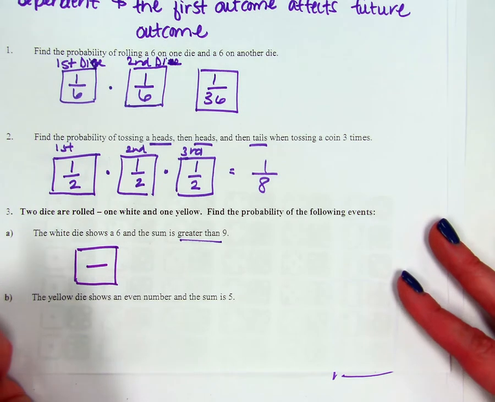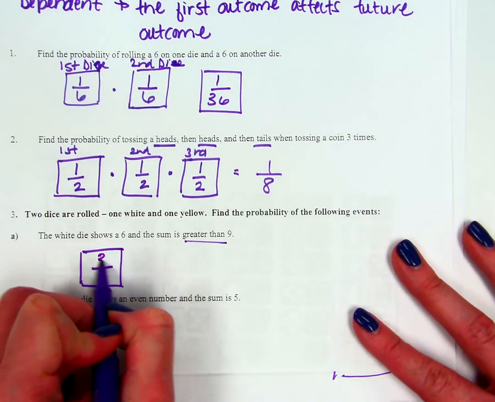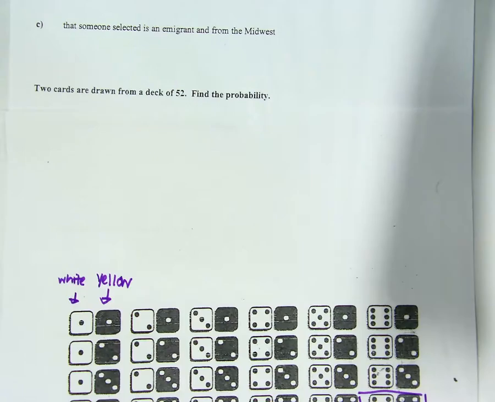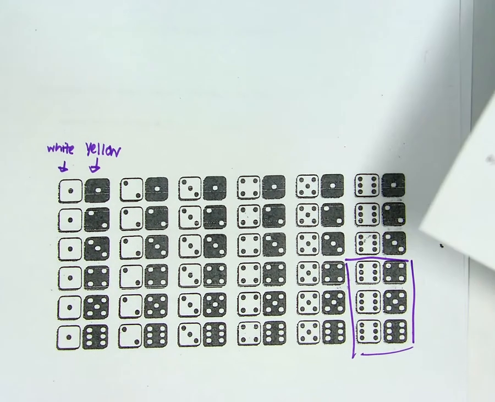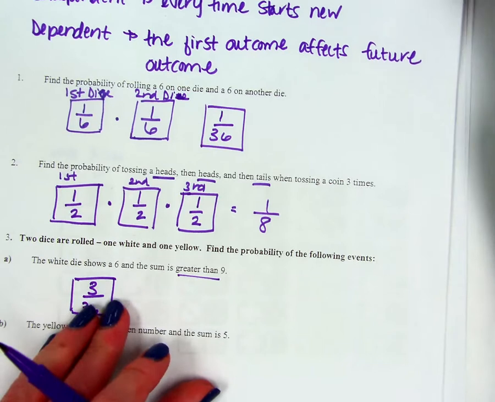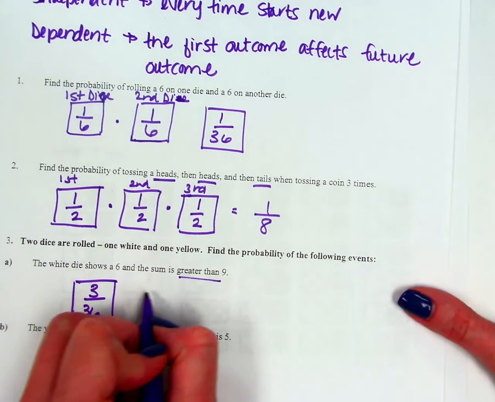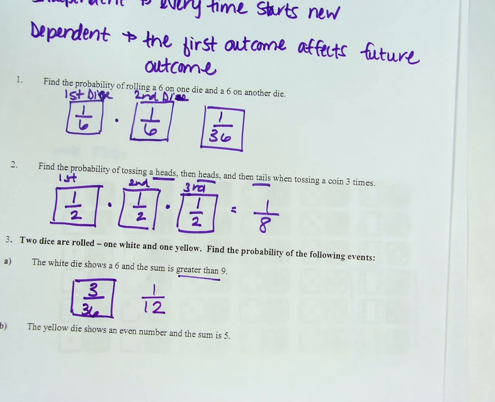Remember, our successes. So how many times are we going to meet that goal? That's 3 times. But out of our total, so out of our total sheet, we have 36 options. So it's going to be 3 over 36. So we're going to put 3 over 36, and we'll reduce that down. That comes out to be 1 over 12. Same thing again. Let's do that with B.